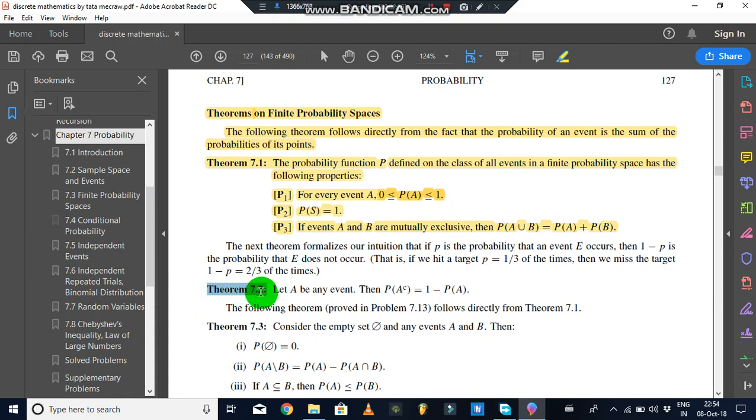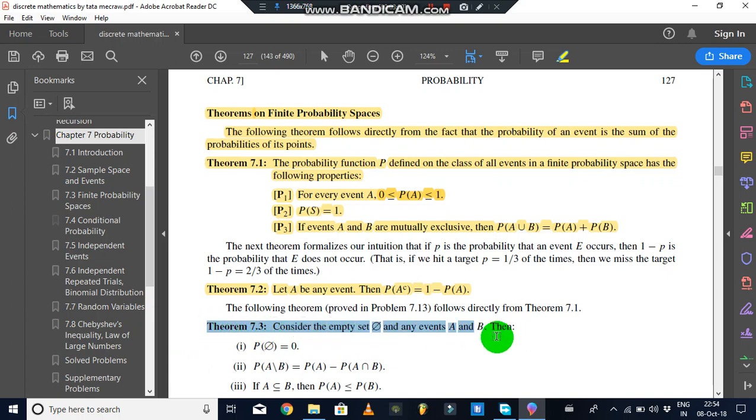And Theorem 7.2, you already know. Let A be an event, then the probability of A complement. What is A complement? We take all the terms except A. What does this mean? Suppose we draw a Venn diagram and we put A complement in the Venn diagram. We take all the universal elements in the Venn diagram and leave out all the A elements. The probability of A complement is equal to 1 minus the probability of A. This is the same, you know this.